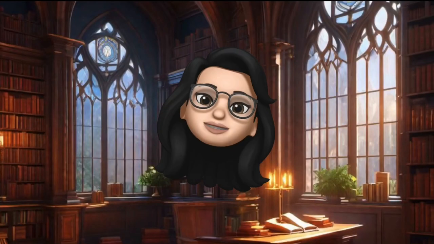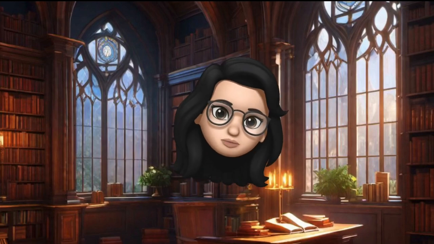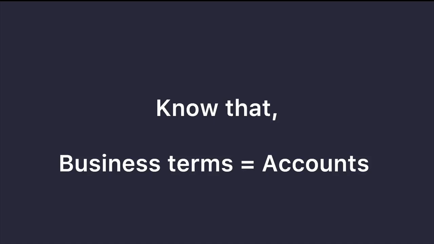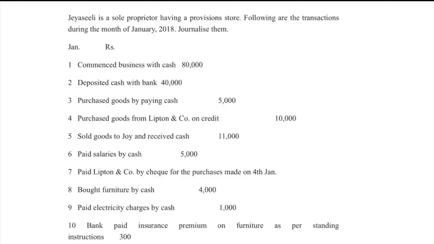Now, let's look at this problem and try to solve it. They do say application is the best way to learn things. Know that business terms equal accounts, for example, rent account, cash account, etc. Let's see if we can pass the journal entries for the following transactions. Pause the video and read through it once.